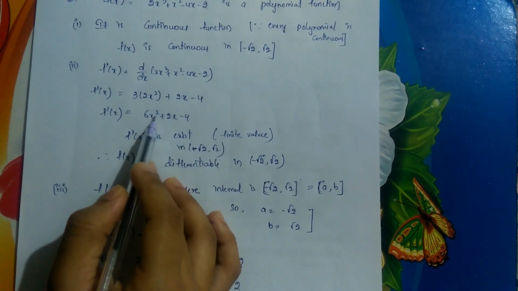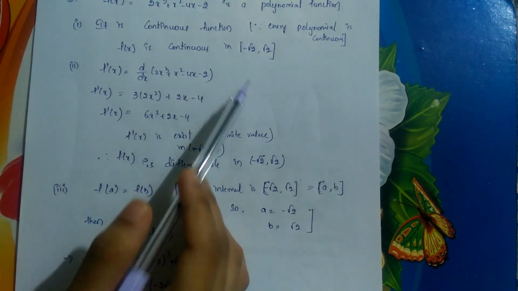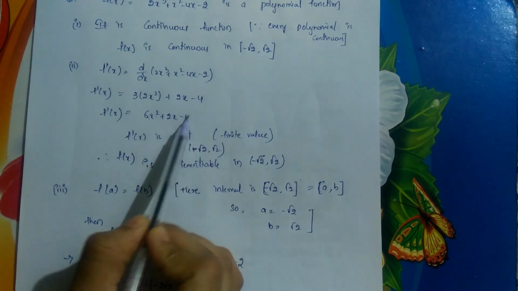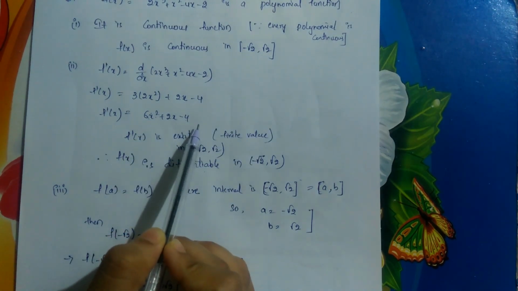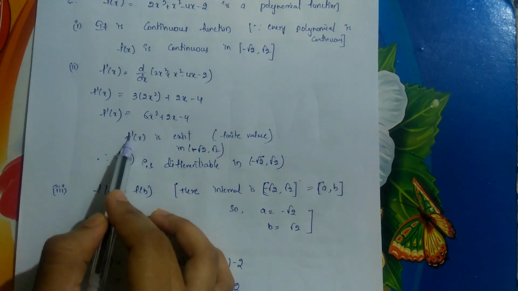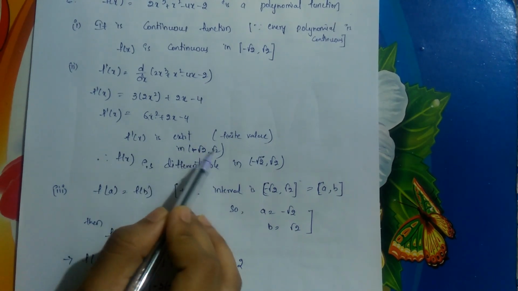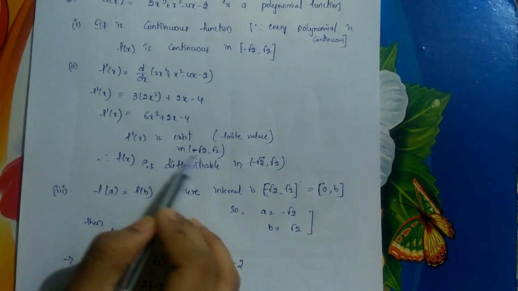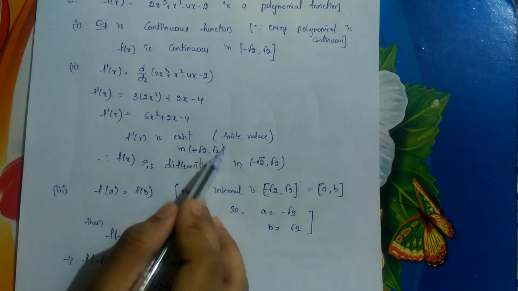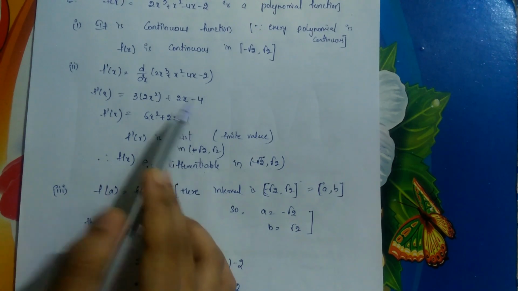So whatever values you give for x in between minus root 2 and root 2, you will never get an infinite value, you will get a finite value. So f dash of x exists in the given interval minus root 2 comma root 2. So we have to write only the open interval minus root 2 comma root 2 for the differentiation.